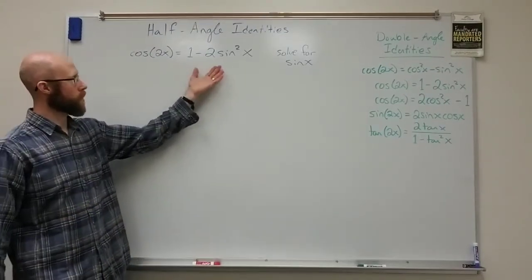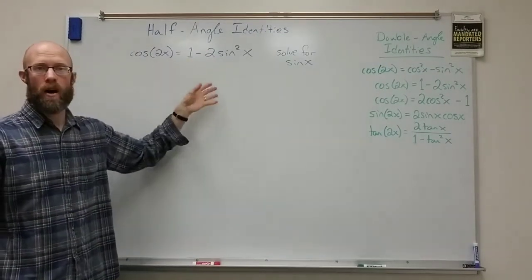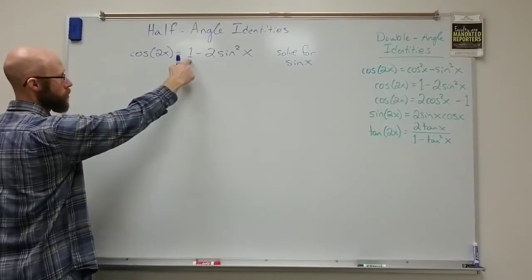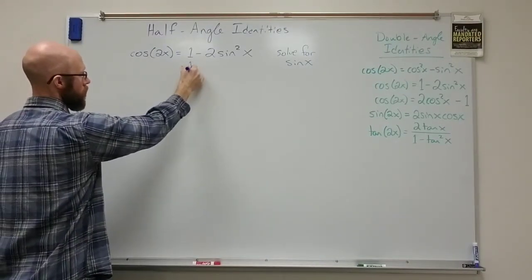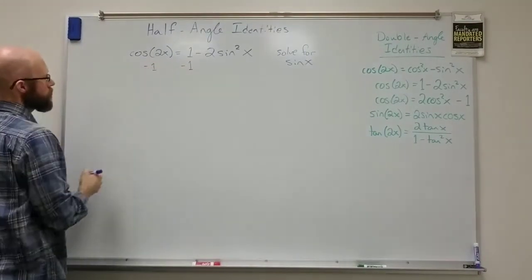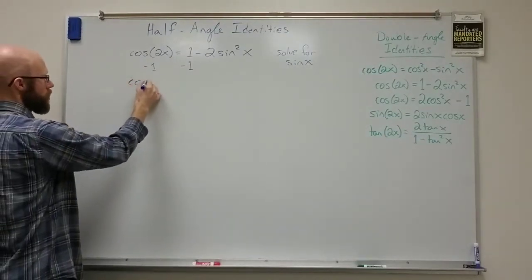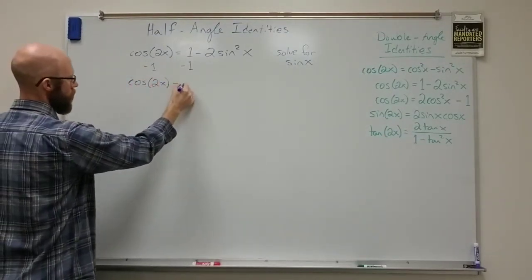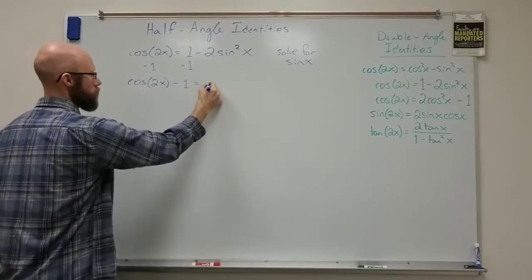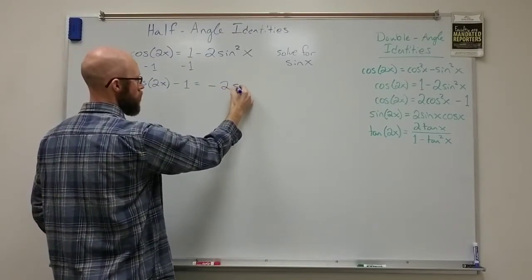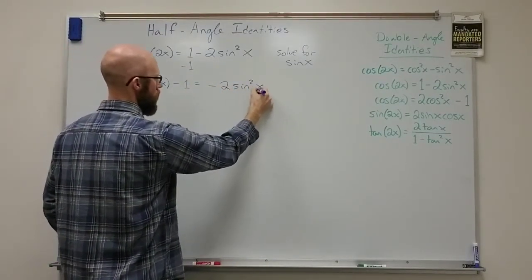I've got to get that by itself. So to do that, we've got to work on everything around the sine, right? We're going to start with the 1. We've got to get rid of the 1. Subtract that from both sides. So we get the cosine of 2x minus 1 is equal to negative 2 times the sine squared of x.